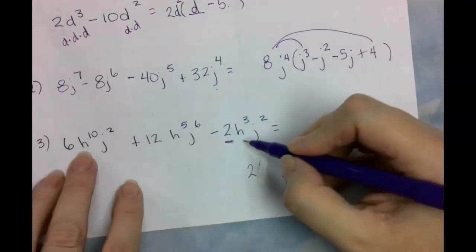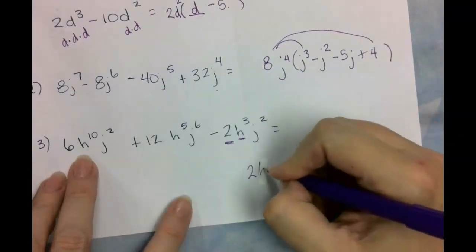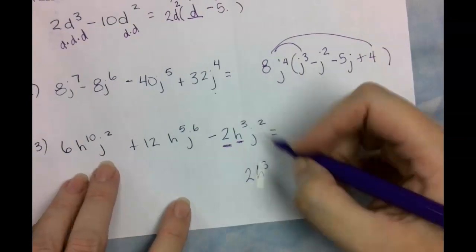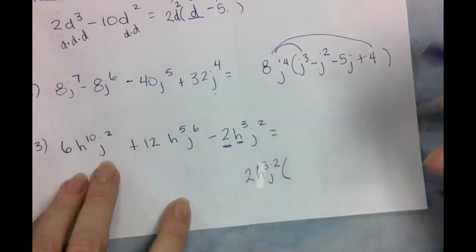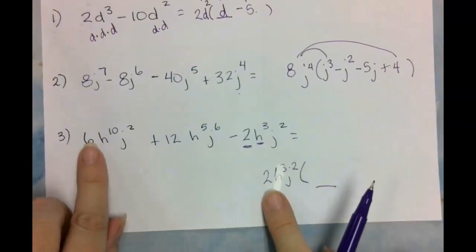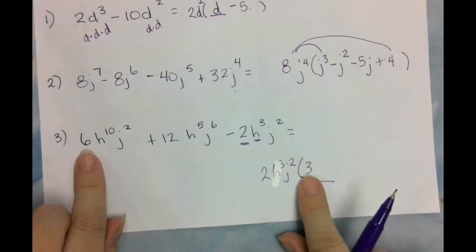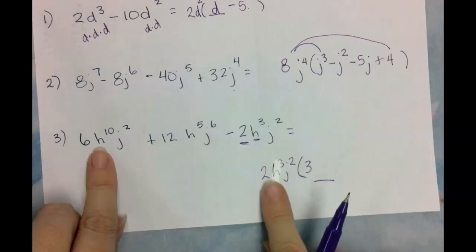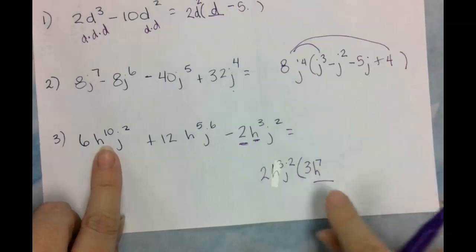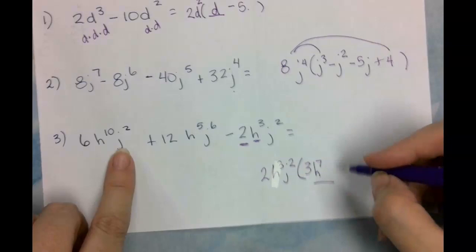How many H's do we see? Well, I'm looking for the smallest one. The smallest one is 3. So I can have H to the 3. And then my J's, the smallest J is a J to the 2. All right. So what times this will get me this one? Well, 2 times 3 will get me 6. If I have 3 H's here, how many more do I need to get 10? Well, that's 7 more. And then I already have 2 J's here, and I need 2 J's here, so I don't need any more J's.